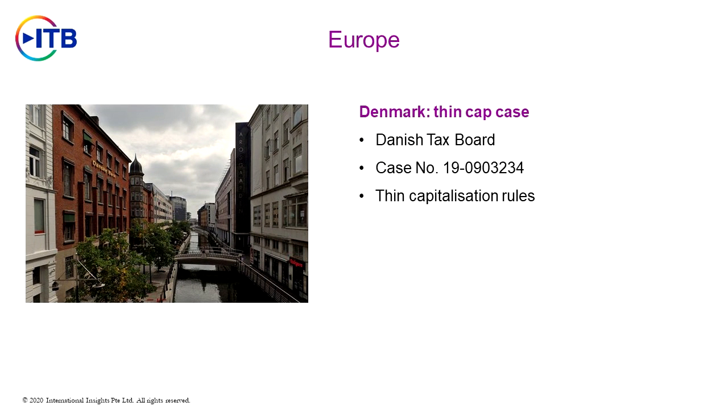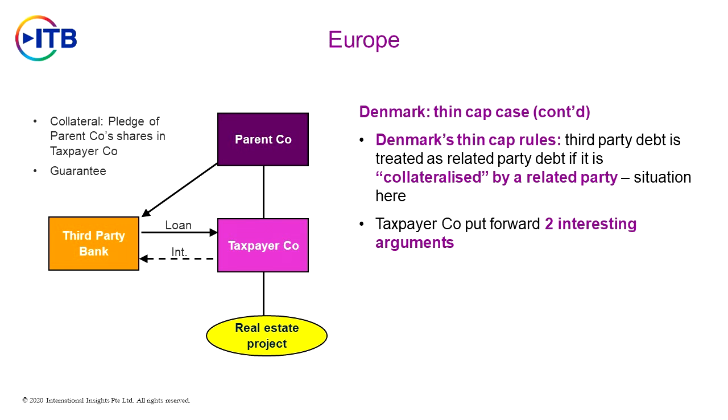Also in Denmark, the tax board has decided a case in regard to the operation of the country's thin capitalisation rules. The taxpayer company borrowed money from a third-party bank to finance a real estate development. The taxpayer's parent company provided the third-party bank with two forms of security in regard to the loan. Firstly, collateral in the form of a pledge of the parent's shares in the taxpayer. And secondly, a guarantee from the parent. Under Denmark's thin capitalisation rules, third-party debt is treated as related party debt if it is collateralised by a related party. That's exactly the situation here.